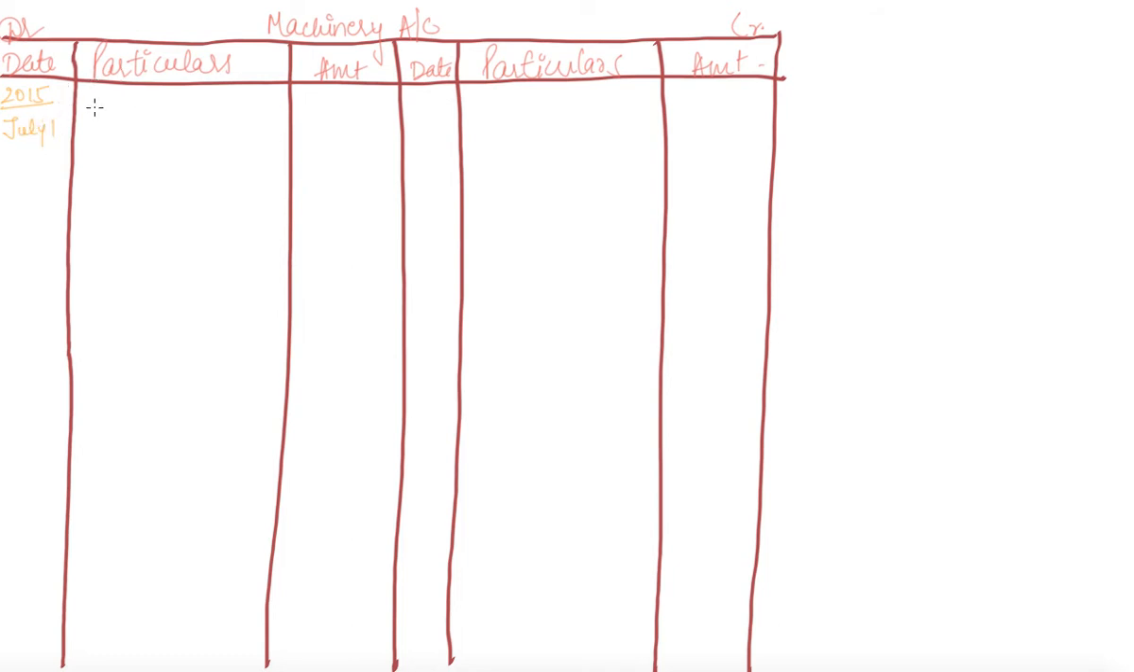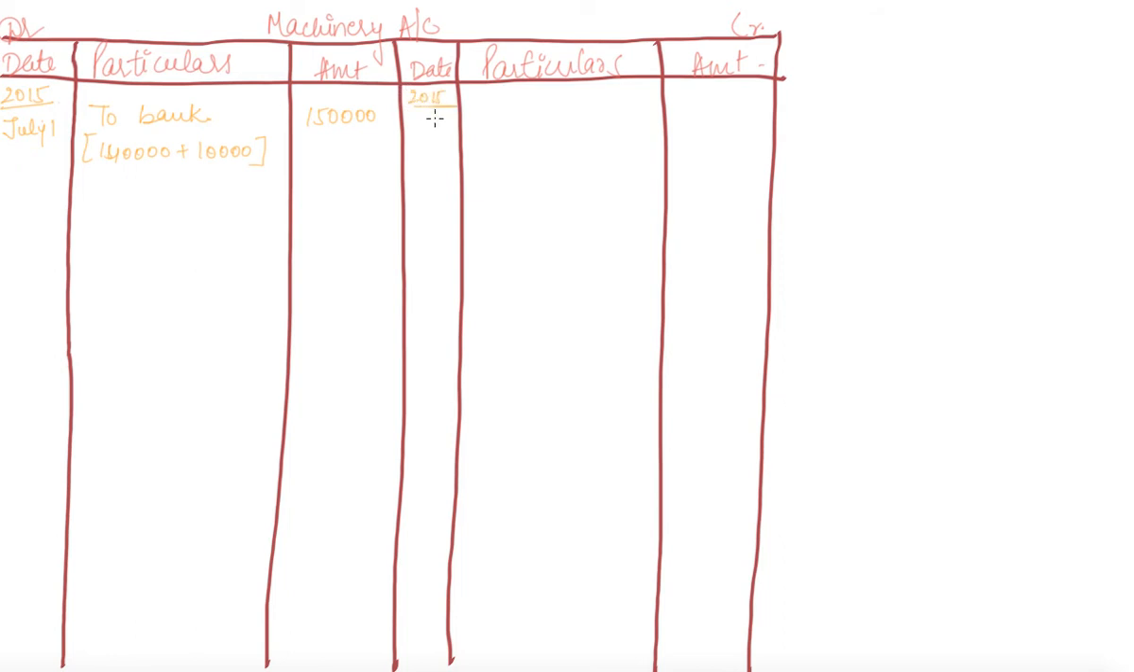Okay, so we will write down here "To Bank 1,40,000 plus 10,000 in bracket," and the total is rupees 1,50,000, right? Apart from that, coming towards the credit side, it will be 2015.